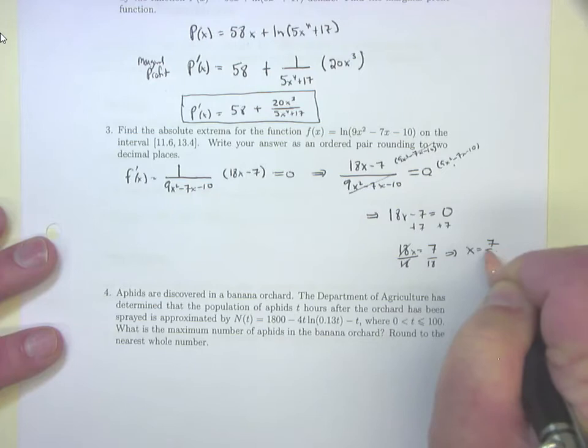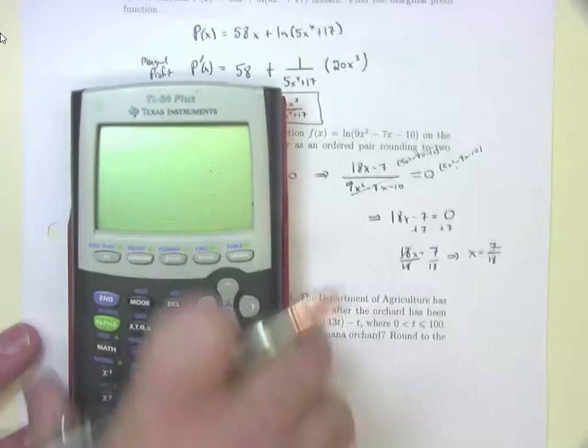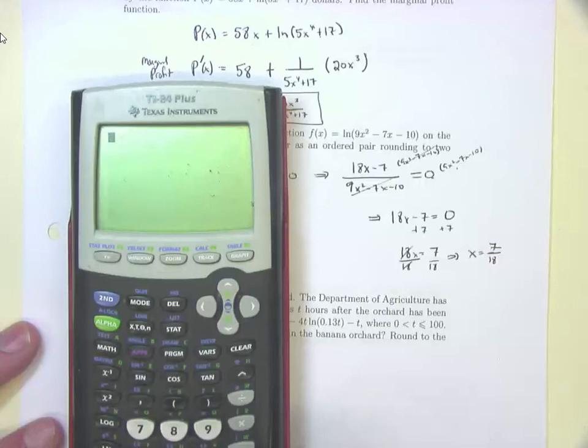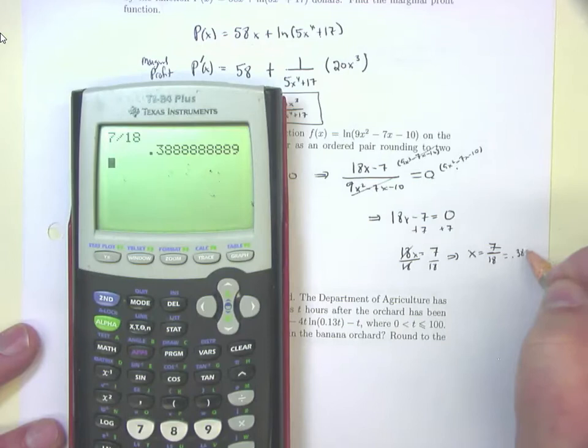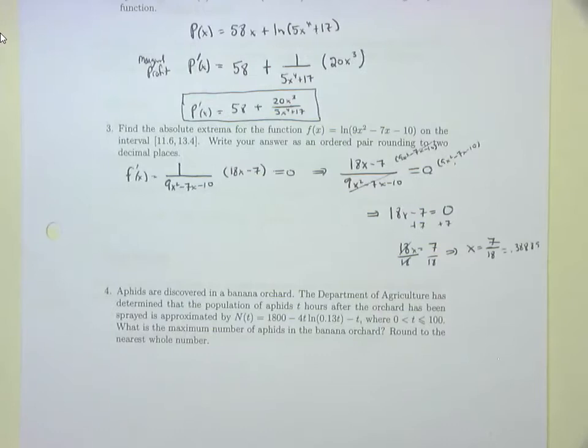And just to let you guys know what 7 18ths is, here's my old calculator. 7 divided by 18 is 0.38889, whatever. But here's the deal. You've got to remember this. We're trying to figure out absolute maxes and mins. And you've got to compare. This is your critical value. Does that make sense? The CV, the critical value of this one.